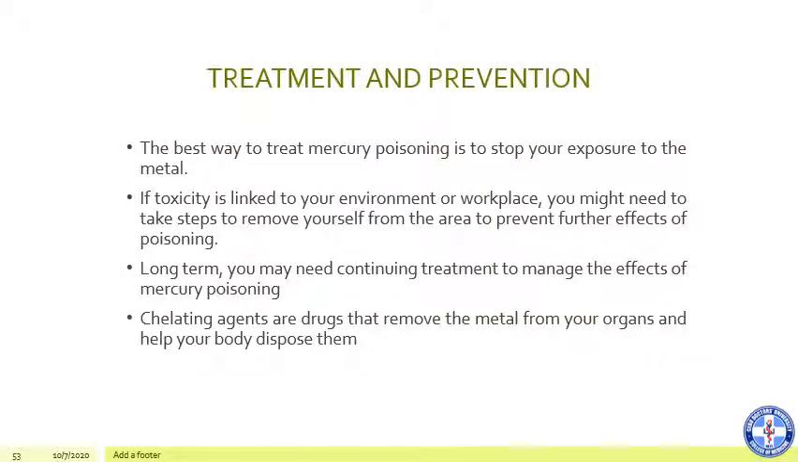Treatment and prevention. The best way to treat mercury poisoning is to stop your exposure to the metal. If toxicity is linked to your environment or workplace, you might need to take steps to remove yourself from the area to prevent further effects of poisoning. Long term, you may need continuing treatment to manage the effects of mercury poisoning, such as neurological effects or findings. We have here chelating agents, which are drugs that remove the metal from your organs and help your body dispose of them.